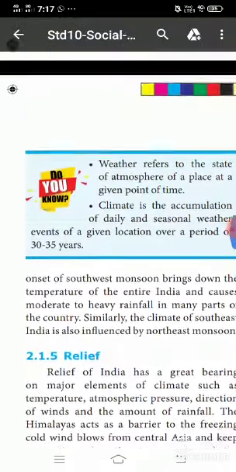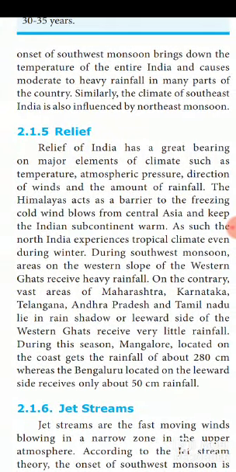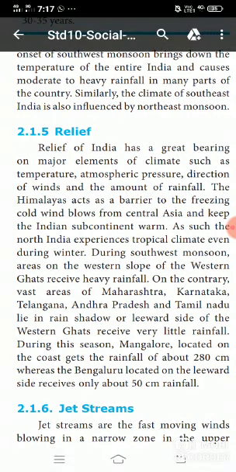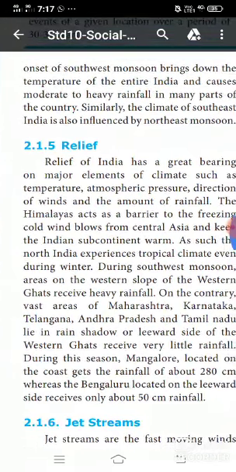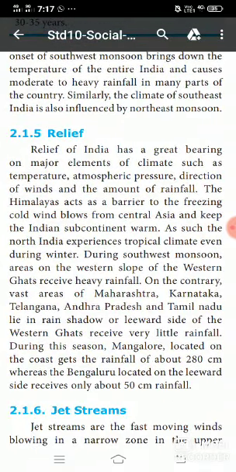So it is because the onset of the southwest monsoon brings down the temperature of the entire India and causes moderate to heavy rainfall in many parts of the country. So the southwest monsoon brings down the temperature, and at that time there is moderate to heavy rainfall in many parts of India.